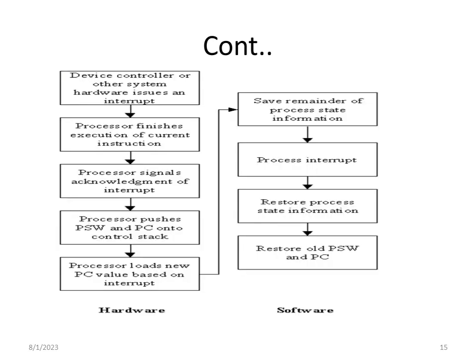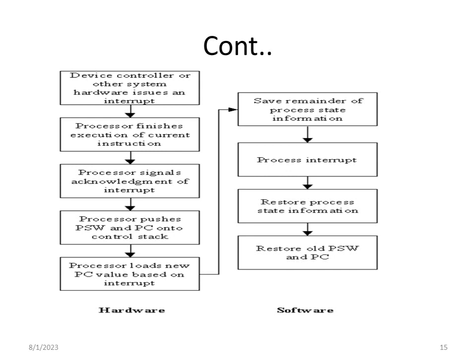So this is the flow diagram. Once the interrupt occurs, what will happen? First, the device controller or other system hardware issues an interrupt. The processor finishes the execution of the current instruction. Then it gives an acknowledgement to the interrupt signal. And this is the most important part.